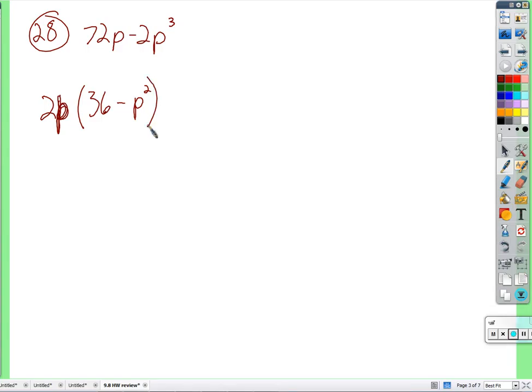How about 36 minus P squared? Six squared, P squared. Difference of two squares. So how does this difference of squares factor? Six plus P and six minus P.